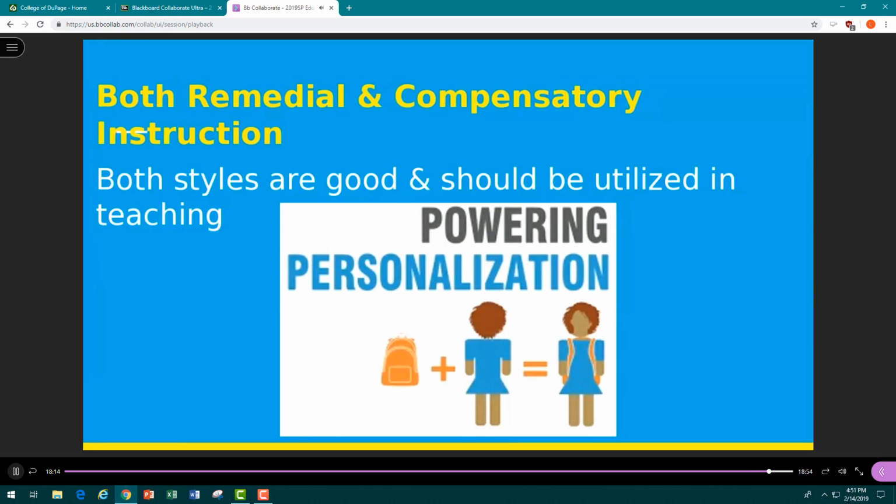Both of these styles are good. There's not one better than the other. And maybe they need both. You've got remedial in some areas where you're bringing skills up, compensatory where you're taking the material and bringing it down to the level of the student.